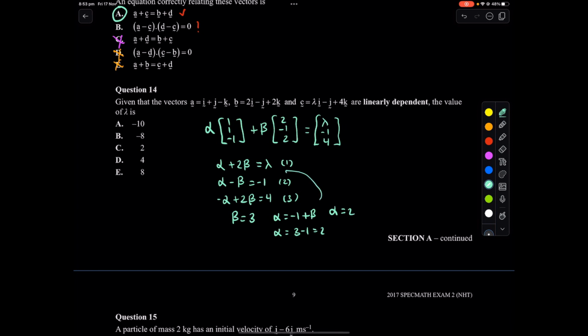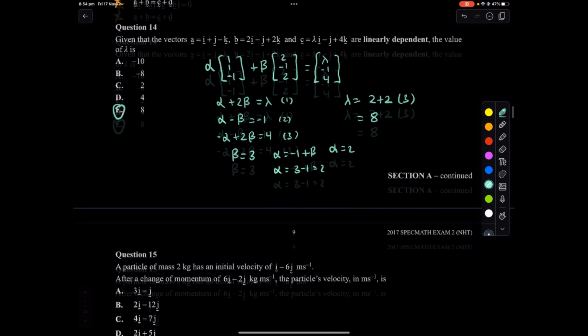And putting all those values into equation 1 to get lambda, it's going to be 2 plus 2, 3, which is 8. You should choose 8 as your answer.